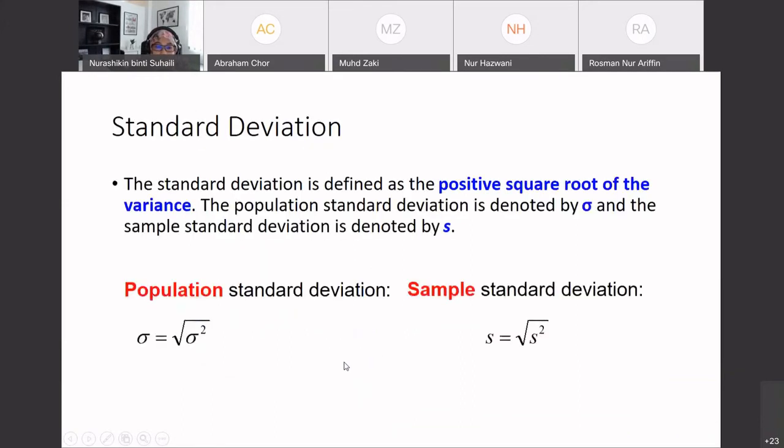Then standard deviation. Standard deviation is related to S squared because you just find the square root of it and you get S, the standard deviation. So it's the positive square root of the variance. The population standard deviation is denoted by sigma alone, because if you find the square root of sigma squared, you get sigma. For the sample, the symbol is S.